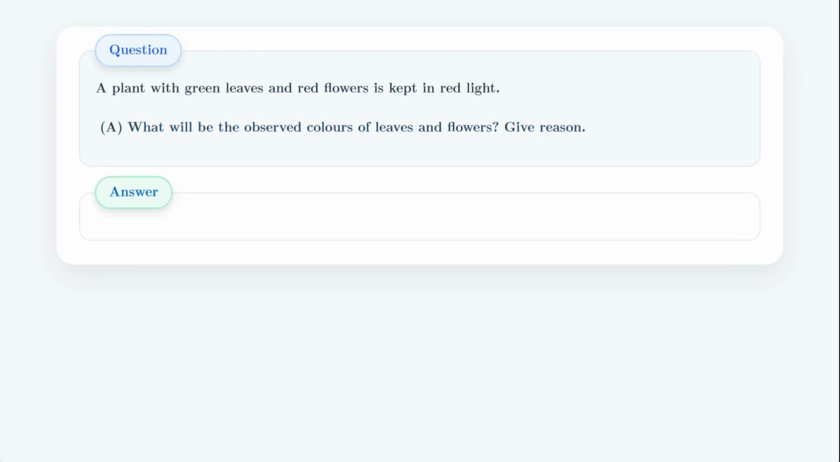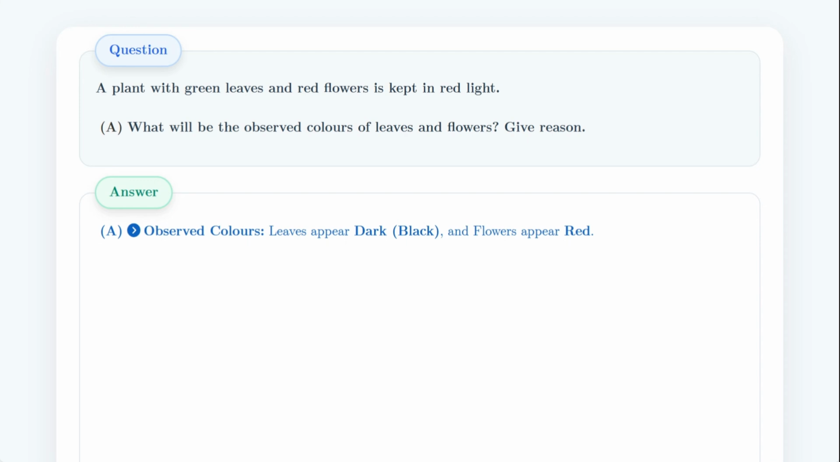Let's uncover the answer for part A together. Under the red light, the previously green leaves will appear completely dark or black. However, the red flowers will continue to appear vividly red.